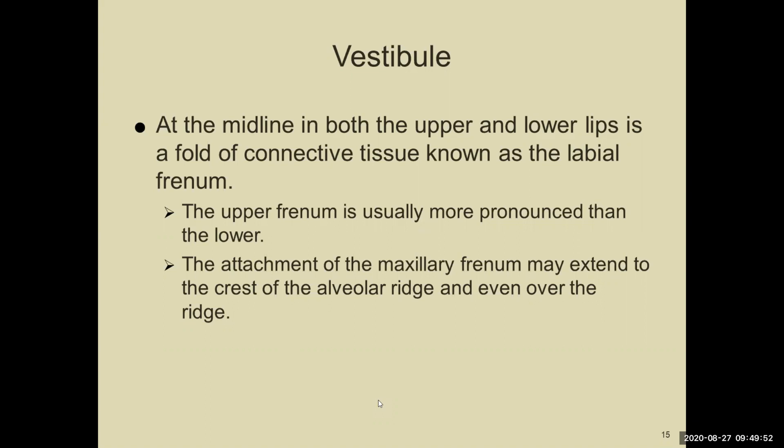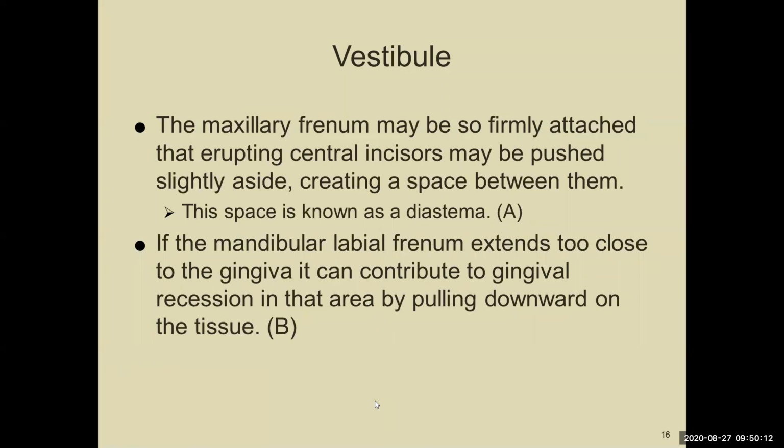Okay, so we're talking inside the mouth now, around our lips, the midline of the lips, underneath the nose and above our chin. We've got these frenum attachments. And depending on where the attachment is, will dictate whether or not there's going to be a space between the two front teeth on top, or recession on the inside of the bottom teeth, the mandibular anterior teeth. The maxillary frenum may be so firmly attached that erupting central incisors may be pushed slightly aside, creating a space. It's known as a diastema. The space between number 8 and 9, the two front teeth, is called a diastema.